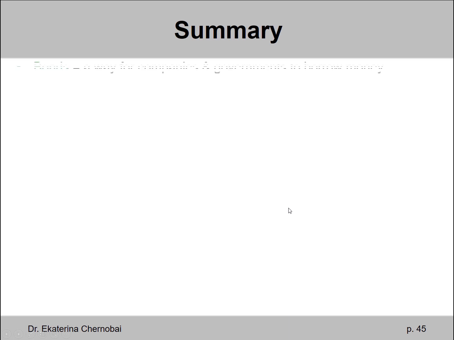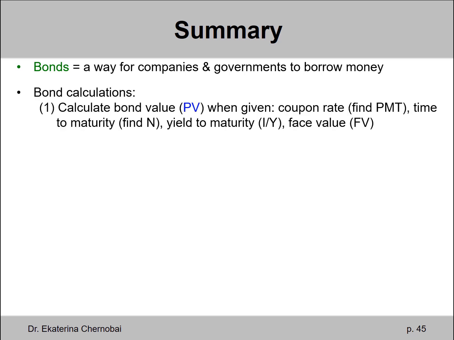Let's summarize chapter 7. We looked at bonds. That's how companies and governments can borrow money. For bond calculations, we did 2 important things. How much a bond should sell for, or finding the bond value. For that, we need to know the coupon rate that allows us to find the coupon payment, the PMT, in the financial calculator. The time left to maturity, so between today and when the bond will mature. That allows us to find the number of coupon payments, or N.